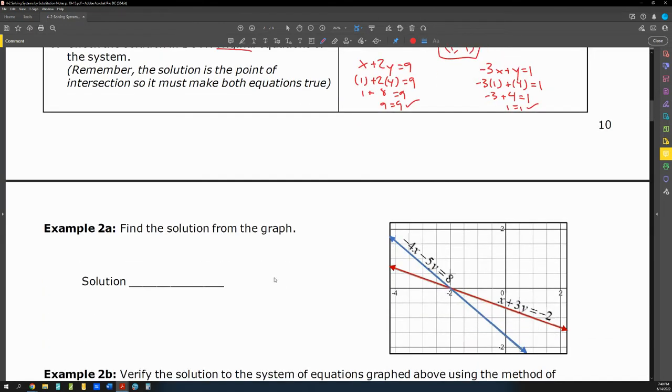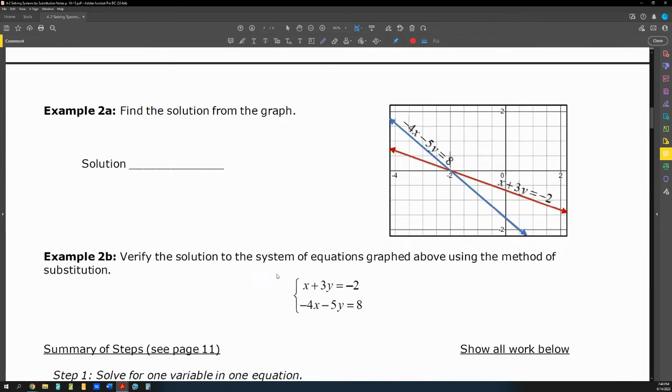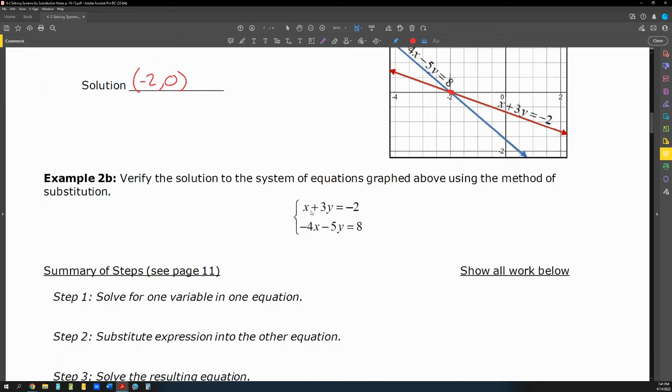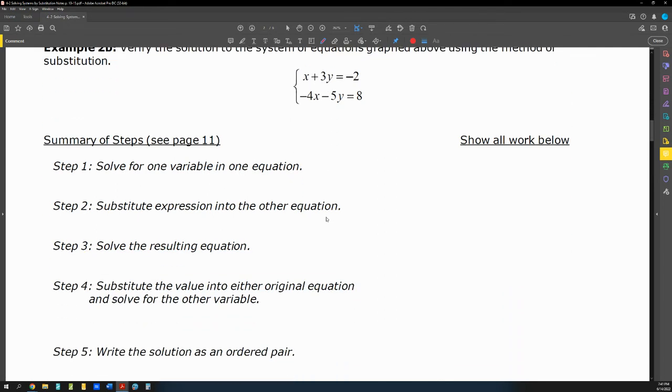Let's move on. So example 2a says find the solution from the graph. So this is a review of 4.1. Remember, the solution on the graph is where the lines intersect. So I see that they intersect right here, which has coordinates negative 2, 0. But now I want to verify this solution by solving the system using the substitution method. So here are the equations of the lines, x plus 3y equals negative 2, and negative 4x minus 5y equals 8. Let's go ahead and solve using substitution.